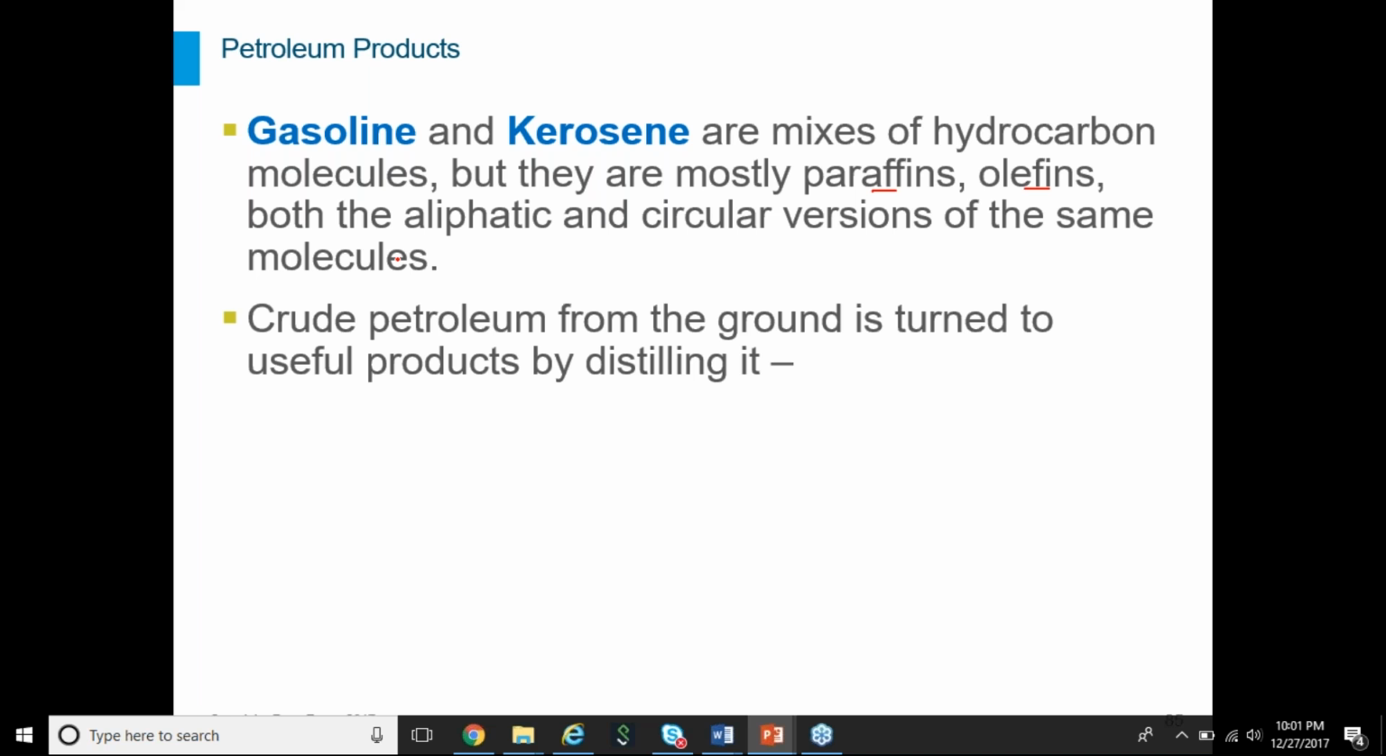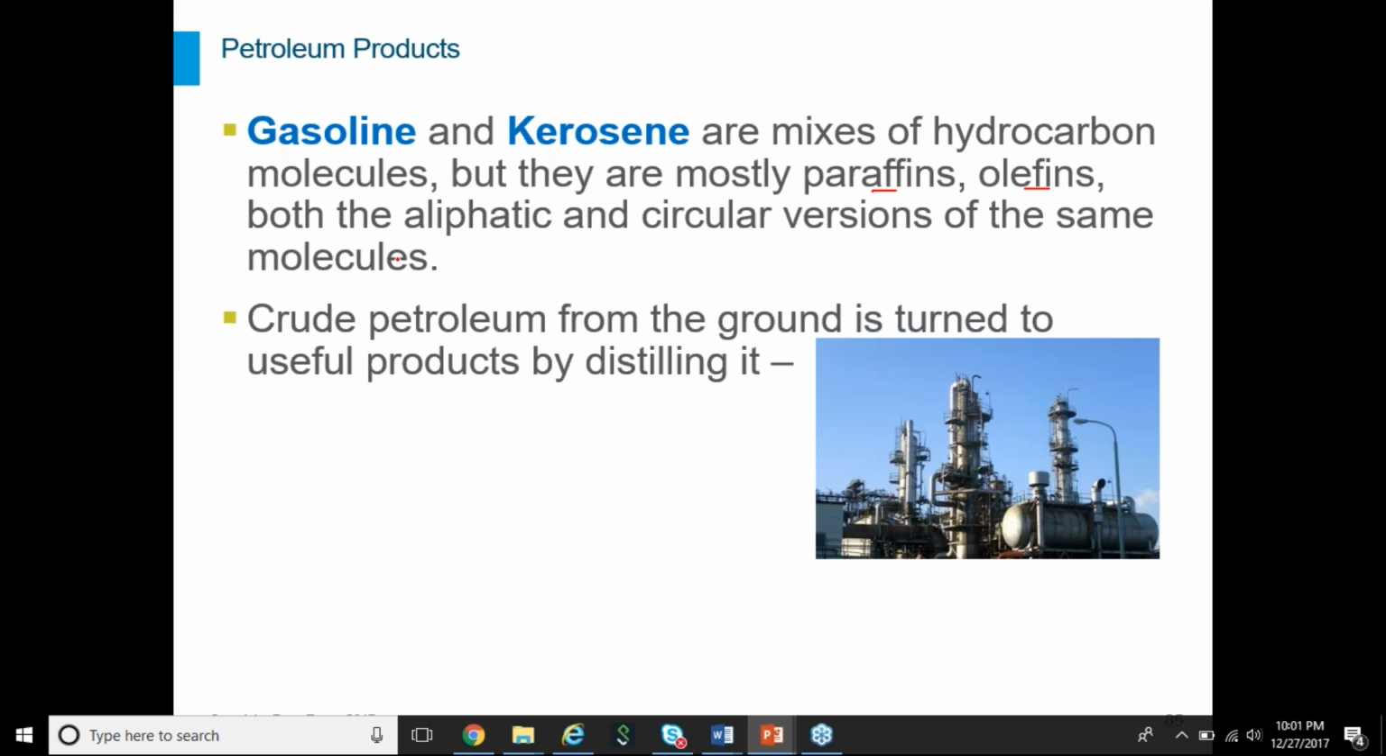And when you take crude petroleum from the ground, it's not useful as is, but you can get all of these things out of it, and they do that by distilling it. So they heat it up, and different hydrocarbons start escaping it. And this is one of the mechanisms that do the distilling. So you got these big towers.